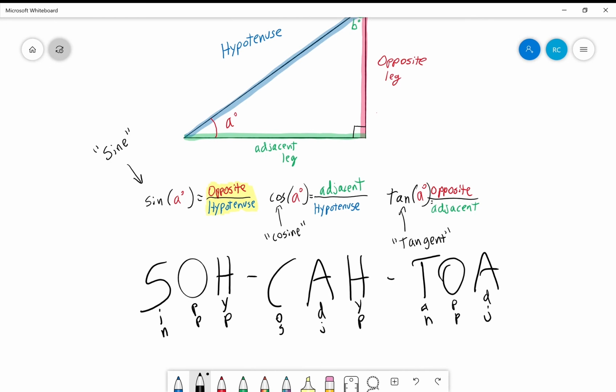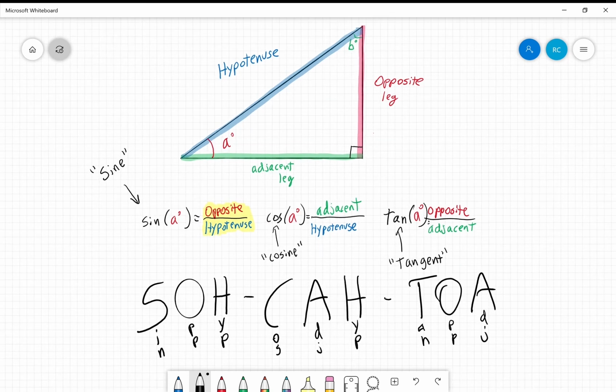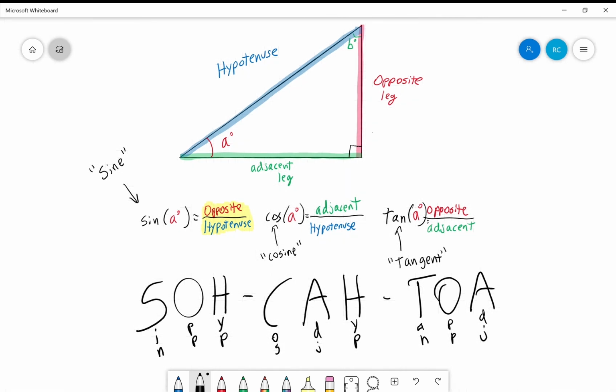SOHCAHTOA. Sine is the opposite over the hypotenuse, cosine is the adjacent over hypotenuse, and tangent is the opposite over the adjacent. Now, one thing really fast. You can't just say sine.